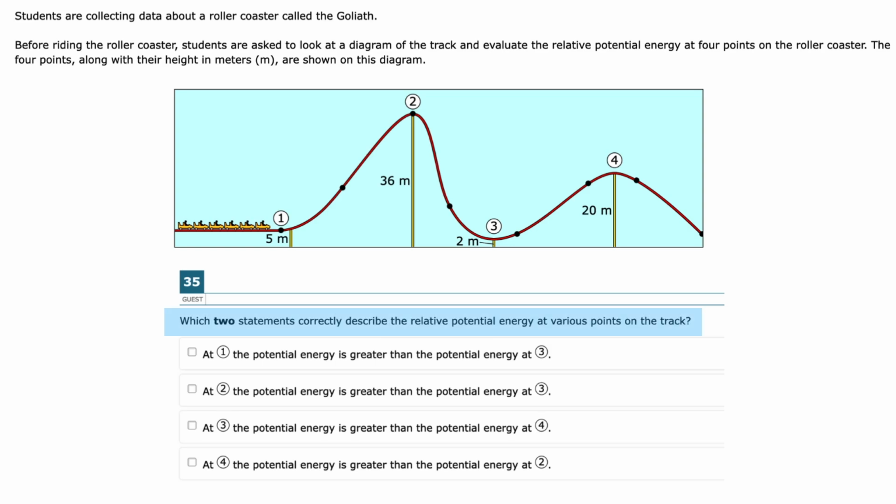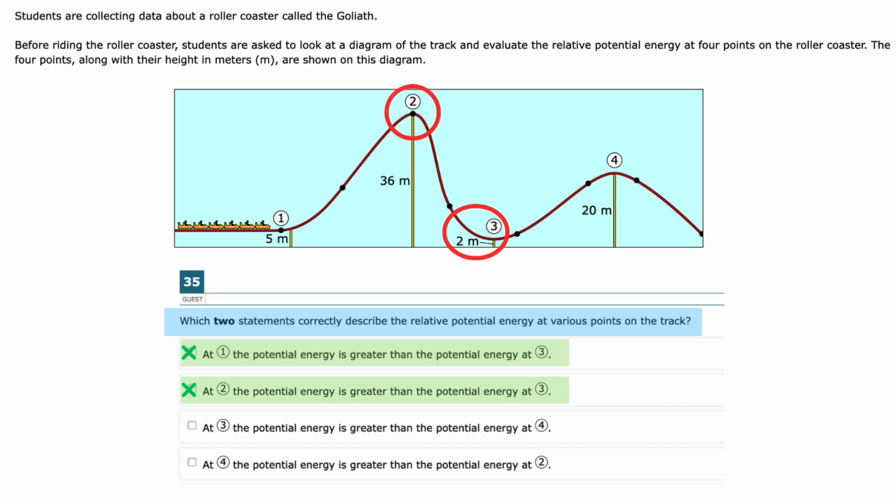Which two statements correctly describe the relative potential energy at various points on the track? Let's go through the choices one by one. At 1, the potential energy is greater than the potential energy at 3. 1 is higher and therefore has more potential energy. At 2, the potential energy is greater than the potential energy at 3. Yes, 2 is much higher than 3 and therefore has more potential energy.